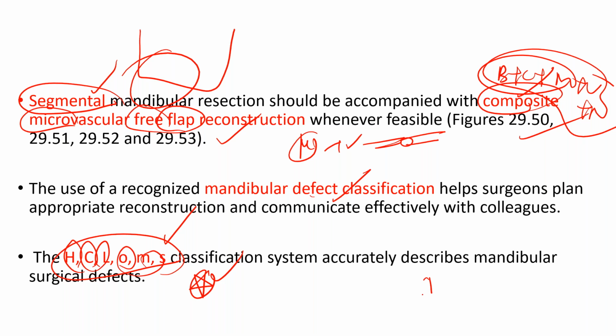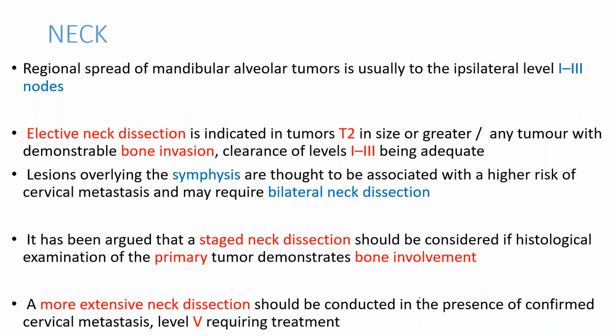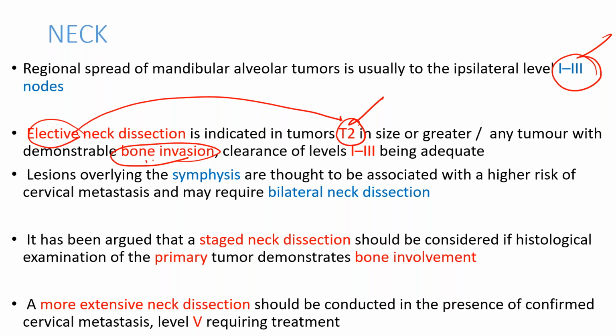So once again, for any tumor, number 1, you have to go for resection and remove the tumor. Number 2, reconstruction, with like tissue. Number 3 is rehabilitation, which is a later thing. So remove the tumor and reconstruct with some other tissue. How do you deal with the neck? When 1 to 3 nodes are involved, do an elective neck dissection up to the level of T2 with demonstrable bone invasion. Bone is a very important factor, and in 94% of cases we have bone involvement. So go for 1 to 3 levels.